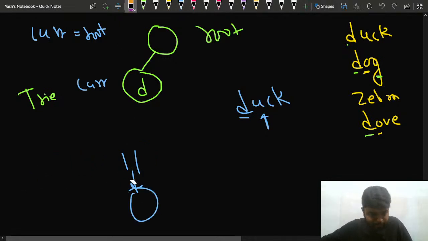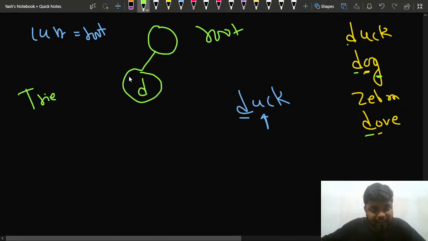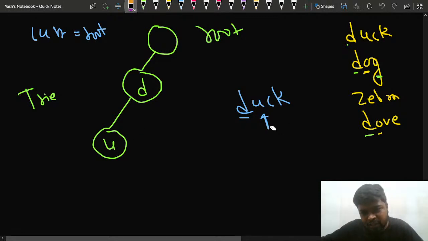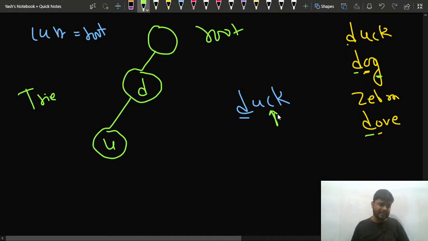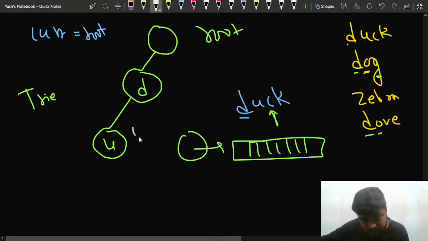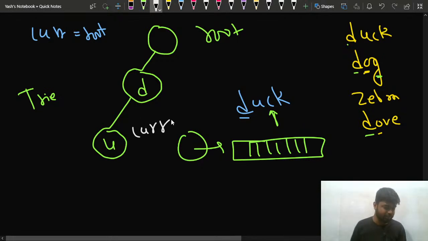I'll make it, and it would look something like this. This U would be inserted like this. After this, I'll move to the next pointer, the next alphabet, that is C. For this U, it is behaving like a node, so it also has 26 alphabets. This would be my current, because this is the current pointer.